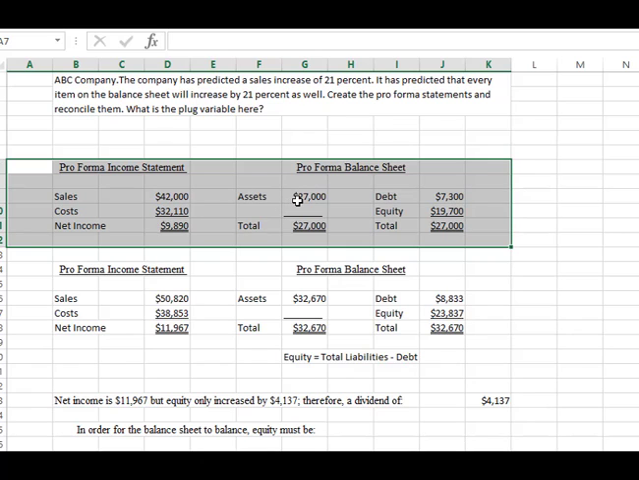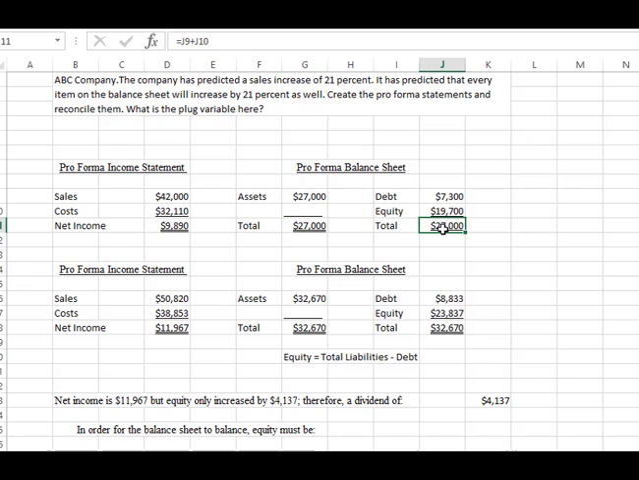We were given an asset number of 27,000, which brings down a very simple asset of 27,000. We were given a debt number of 7,300. Now, this is the tricky part. The equity was given to us, but was also calculated because the assets, this total number right here, has to equal this total number. The assets and liabilities and the equity have to equal. So if we know this number, 27,000, you have to just do a quick addition, and you will get to this number right here. 7,300 plus the 19,700 is 27,000.